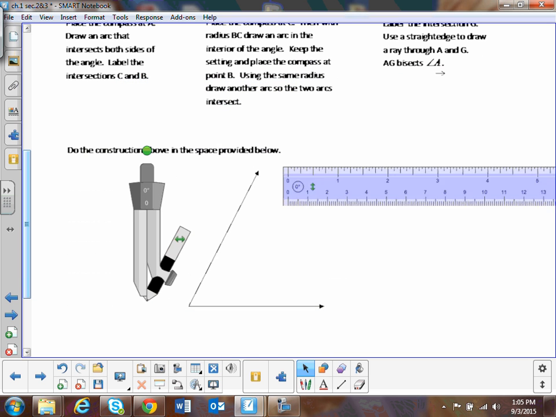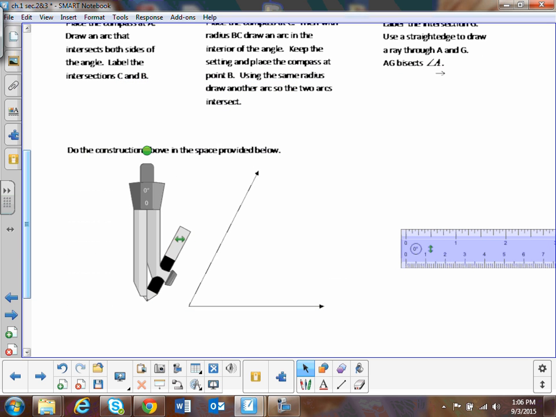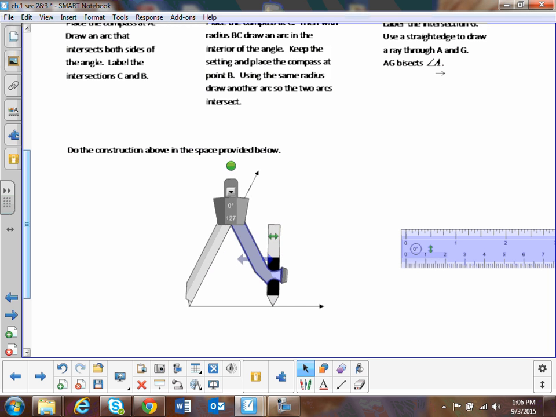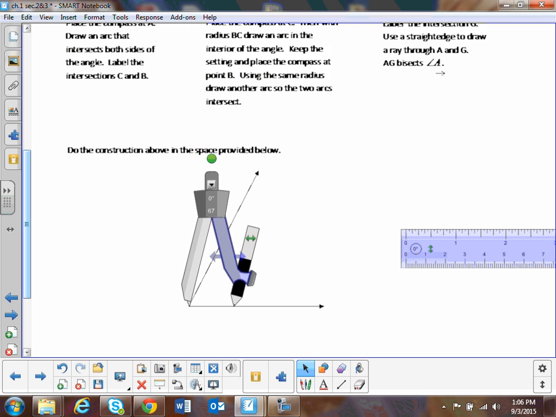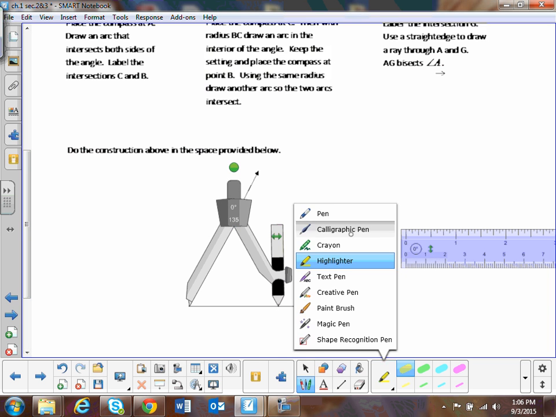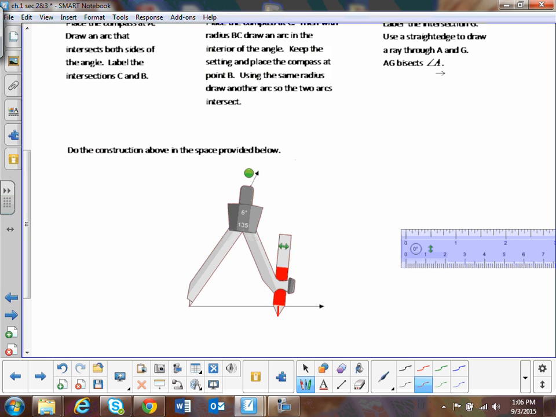Okay, this one, or bisect the same here. So place your compass on the vertex, and then you can get any setting. Don't do a super small one, okay? It becomes inaccurate when you do that. Okay, and then make an arc.